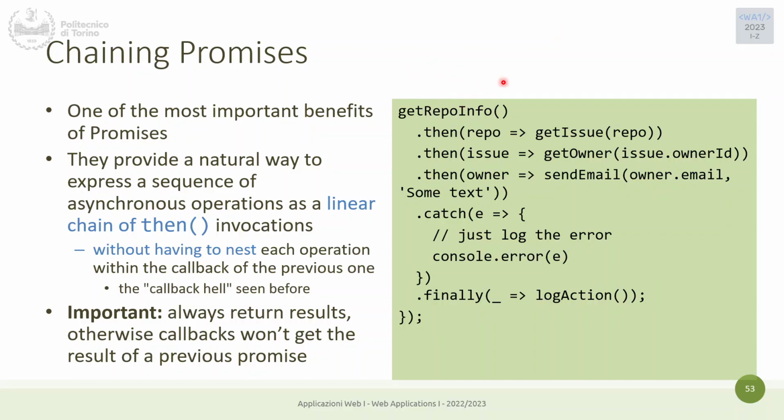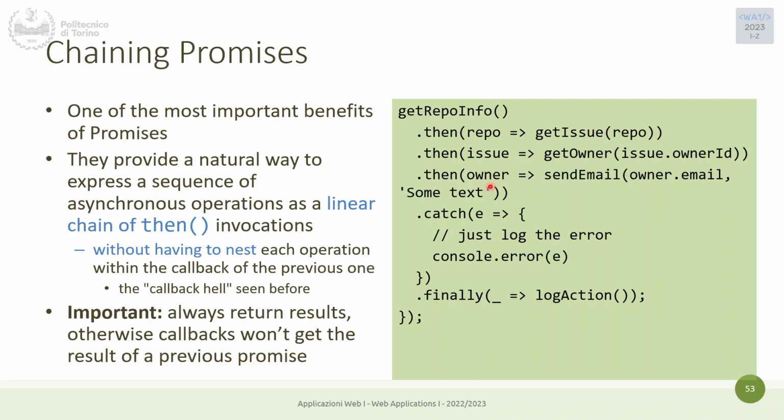When you have this kind of information, you wait for the web application to give you the results. Then you would say, okay, now that I have the repo, give me the issue associated to this repository, and you will obtain, let's suppose that this getIssue returns a promise. So when getIssue is resolved, you can say, now that I have the issue, please tell me who is the owner of this issue. So you access issue.owner_ID and you retrieve the value.